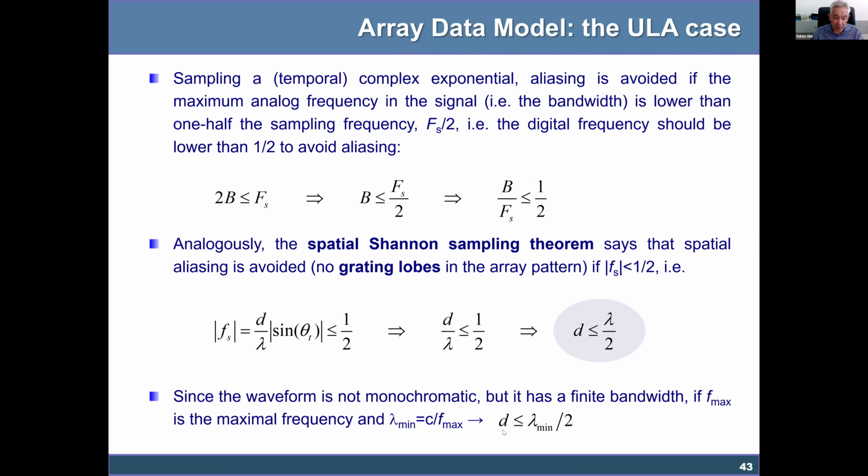Then the spatial Shannon sampling theorem says that the distance between sensors should be smaller than 1/2 of the minimal wavelength. If you don't satisfy this constraint, you will get aliasing. So you will get a distortion. And we will try to understand better what is the effect of not respecting this inequality. Okay, we will see later.